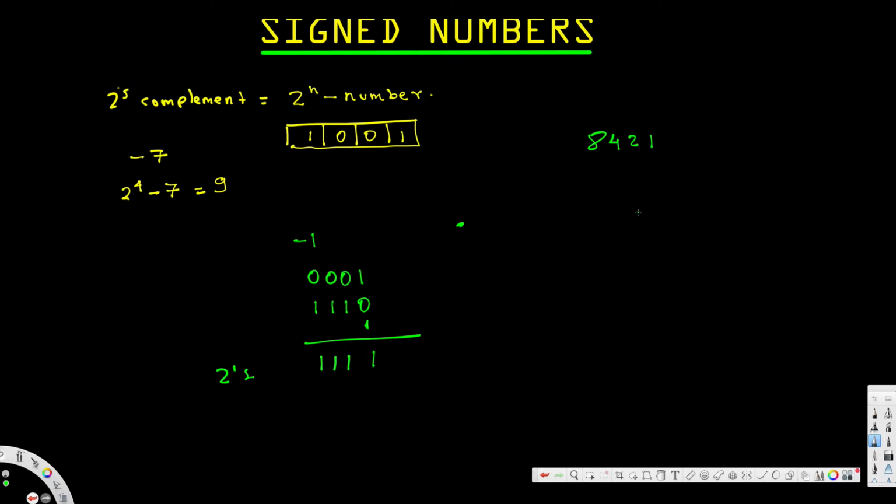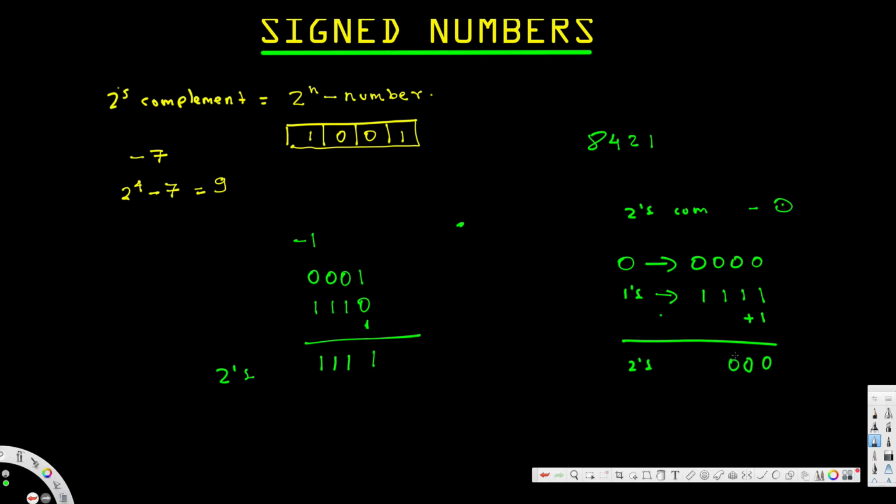Now let's see what happens if we take the 2's complement of negative 0. So when we do that, 0 means what? Everything is 0. So we are going to have 0 0 0 0. And the 1's complement is going to be opposite. Wherever we have 0, we put 1. Wherever we have 1, we put 0. Since all of them are 0, we put all of them 1. And 2's complement is we add 1 to this. And if you add 1, 1 plus 1 is 0, and we have a carry. 1 plus 1 is 0, we have a carry. 1 plus 1 is 0, we have a carry. 1 plus 1 is 0, we have a carry, and 1 carry extra.